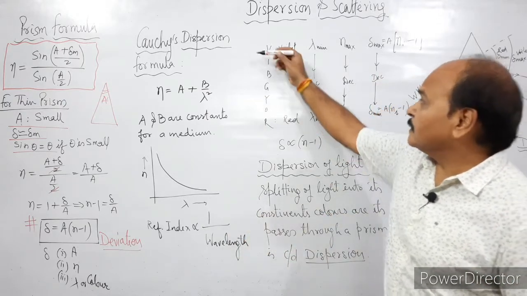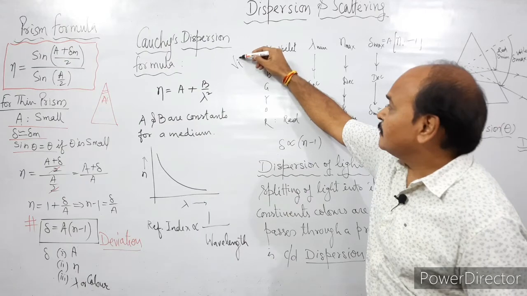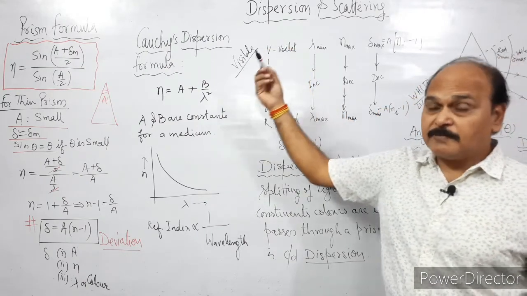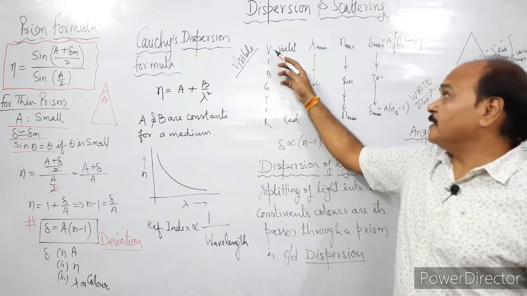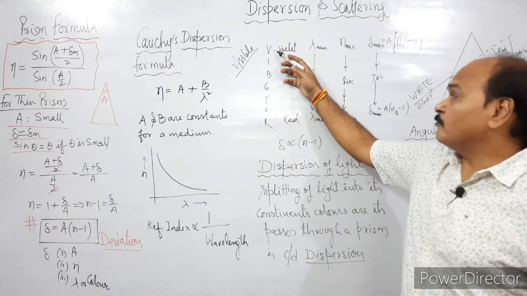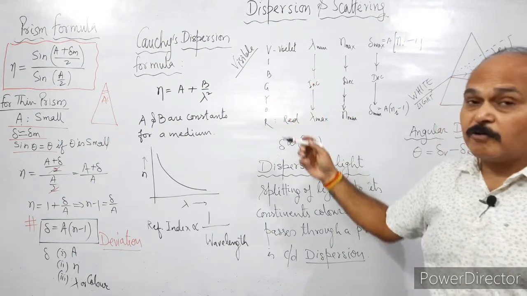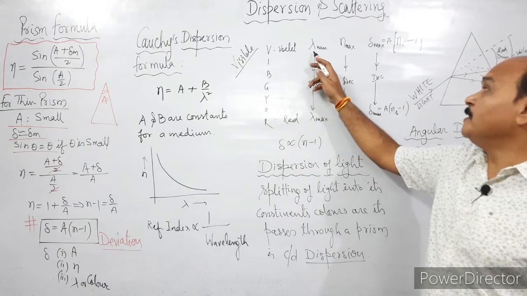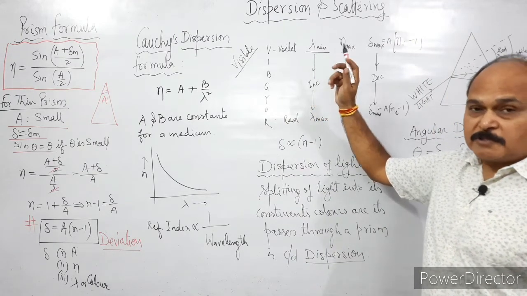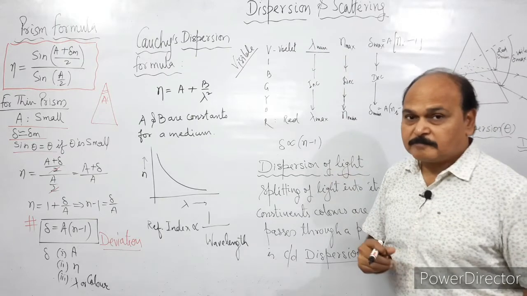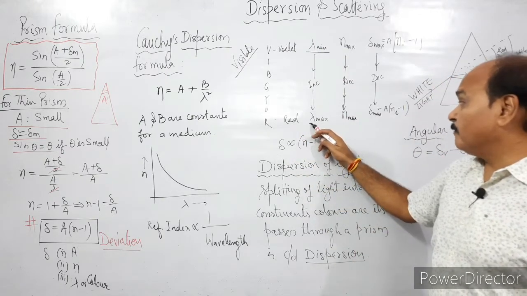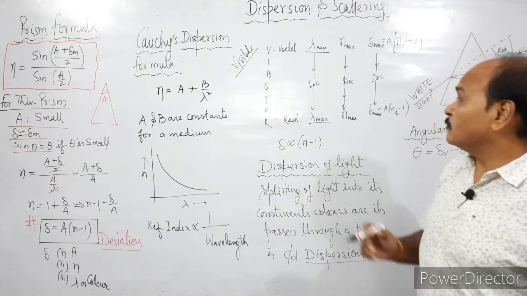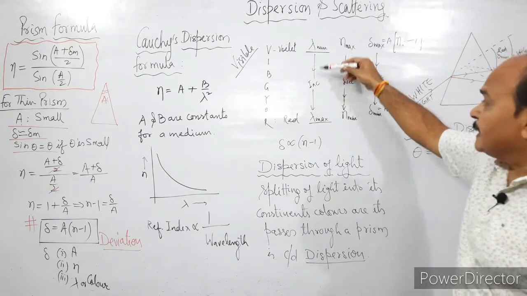Well, in visible light, we have all 7 colors. In natural light, we have what? All 7 colors. VIBGYOR: violet, indigo, blue, green, yellow, orange and red. And we know that violet color has minimum wavelength, which is close to 3000 angstrom. And red color has maximum wavelength, which is close to 8000 angstrom. So as we move from violet to red, the wavelength increases.